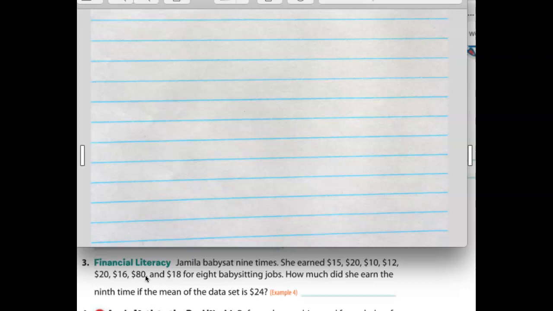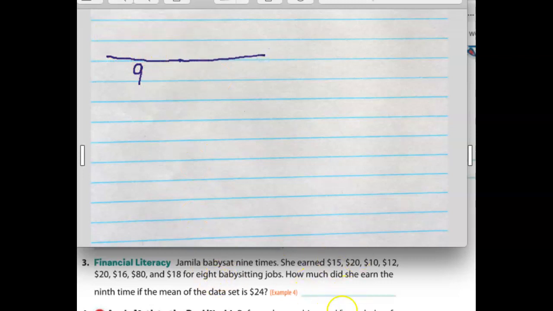How much does she earn for the ninth time if the mean of the data set is 24? Okay. All right. So she babysat 9 times. So the first thing I'm going to do up here, I'm going to go ahead and draw my little fraction bar, and I know that the denominator is going to be 9. Ultimately, I'm going to divide all of this by 9.